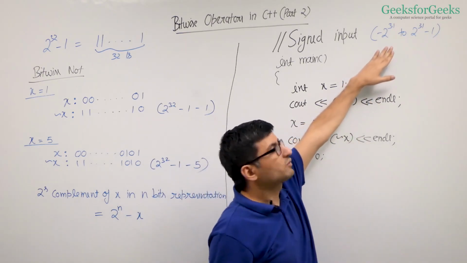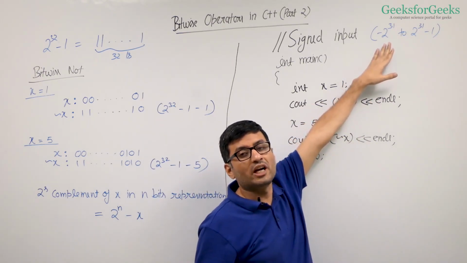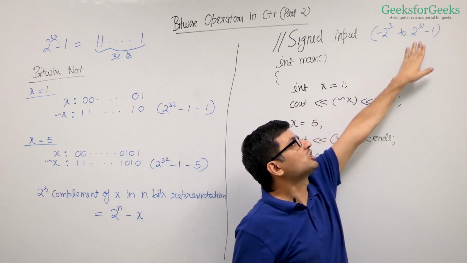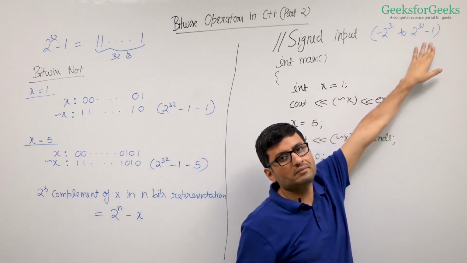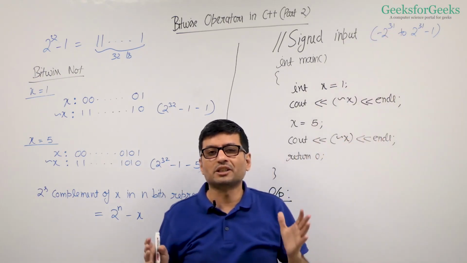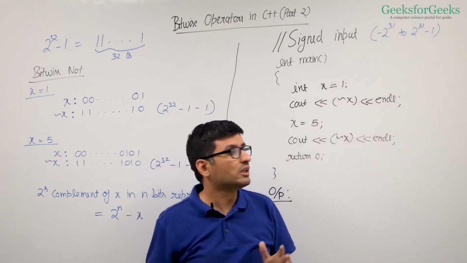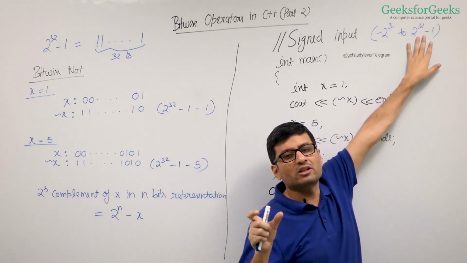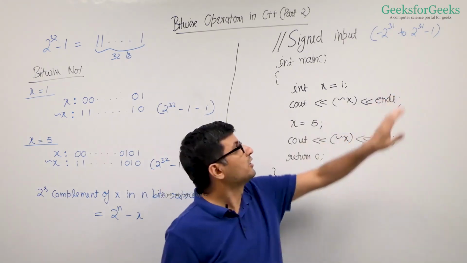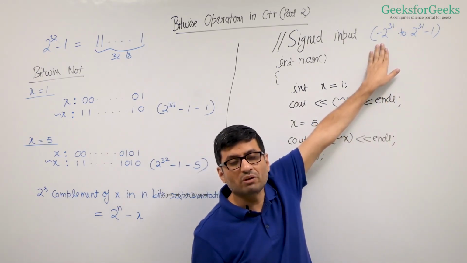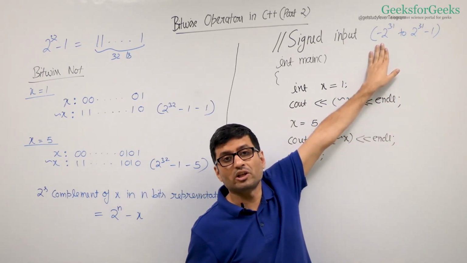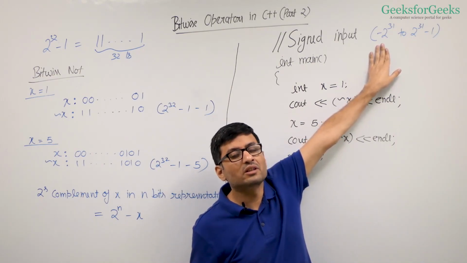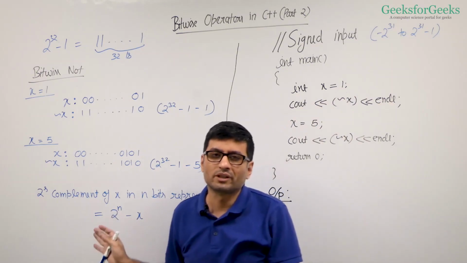So in case of 32 bits, your range of signed numbers is minus 2 raised to the power 31 to 2 raised to the power 31 minus 1. That's the range you have. That's the possible values that you can have. So this number is represented by first 0 and then 31 ones. And this number is represented by 1 followed by 31 zeros. Now, in case you are wondering why zeros, let's talk about 2's complement representation.